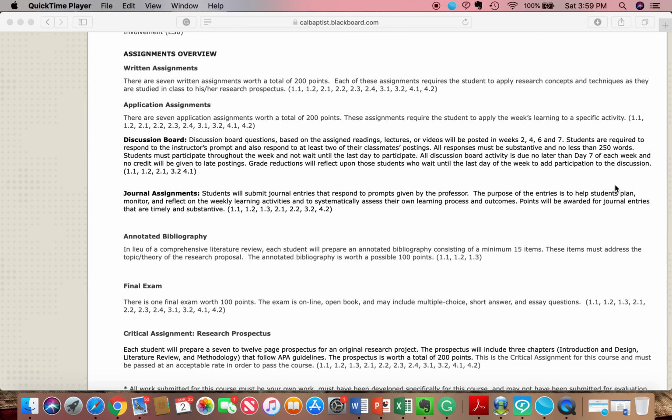Students must participate throughout the week and not wait until the last day to participate. All discussion board activity is due no later than day 7 of each week, and no credit will be given to late postings. Grade reductions will reflect those students that wait until the last day of the week to add participation to the discussion. Remember, if you're making a post at 11:59 on Sunday, and then you're not adding to the discussion, no one is going to be able to read your post and build upon that. So I expect these posts to come early in the week. You read through your colleagues and you reply to them.